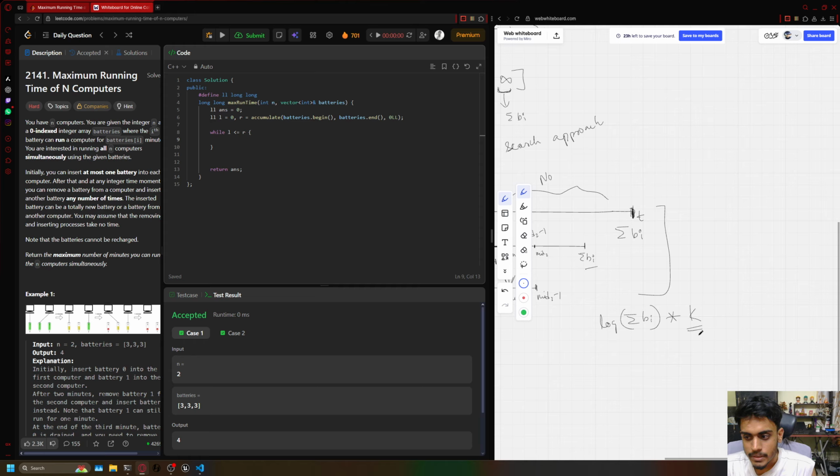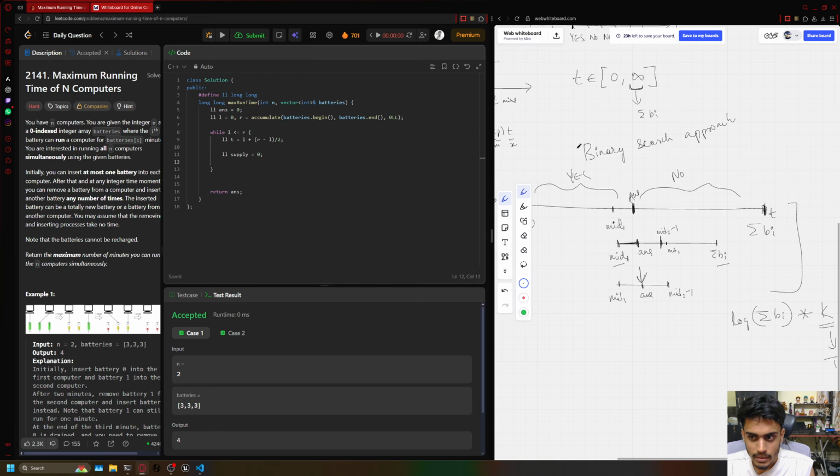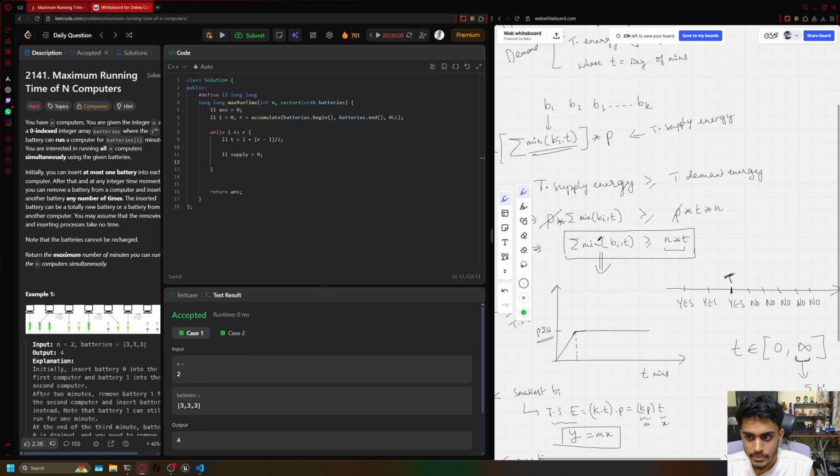So this iteration I'll be needing to calculate my total supply energy. I will just show you in the code how it will be happening. Here I will say my current t is L plus R minus L, so standard binary search code. Now I will compute my total supply energy. I'll initialize the total supply energy I can generate to 0. Then I'll be basically using this relationship.